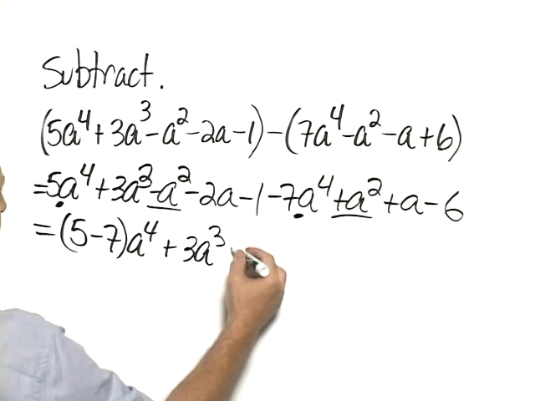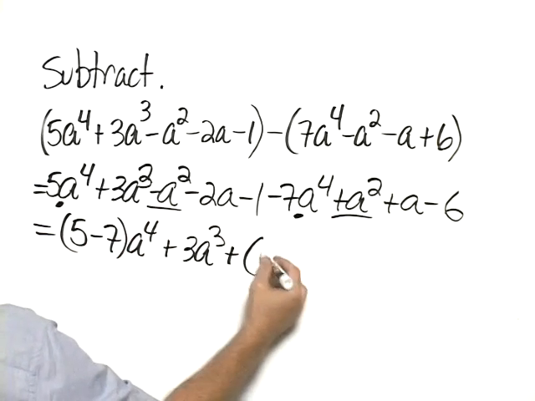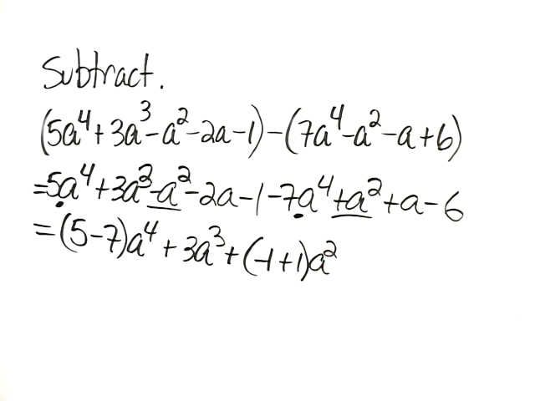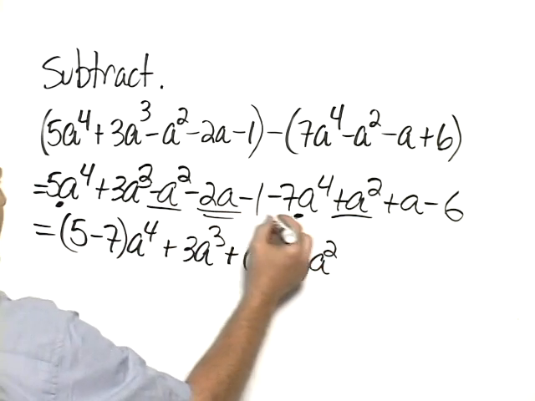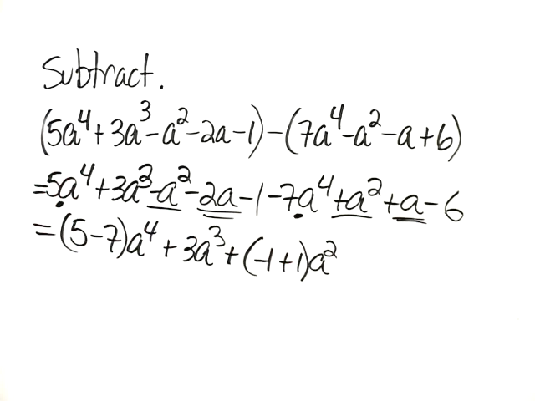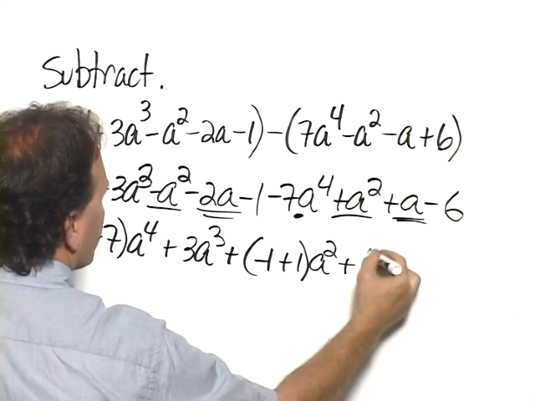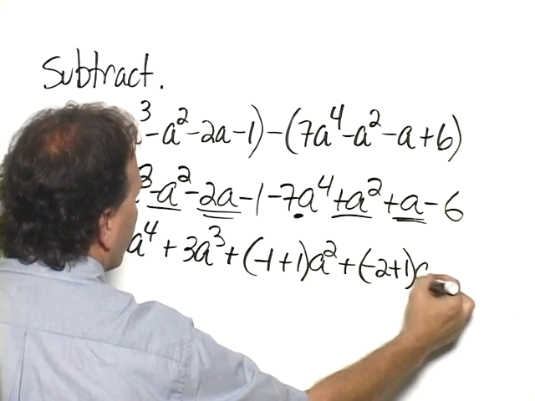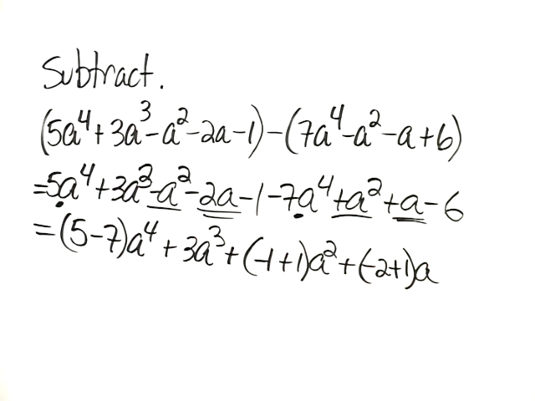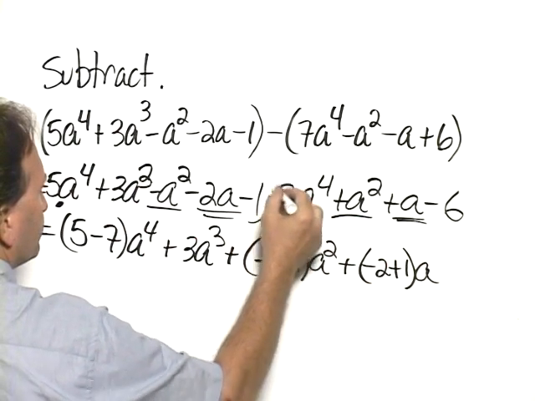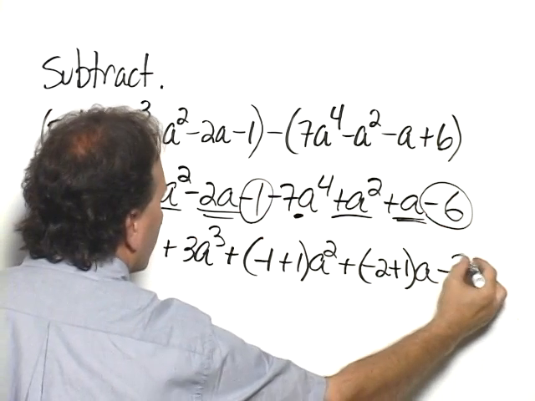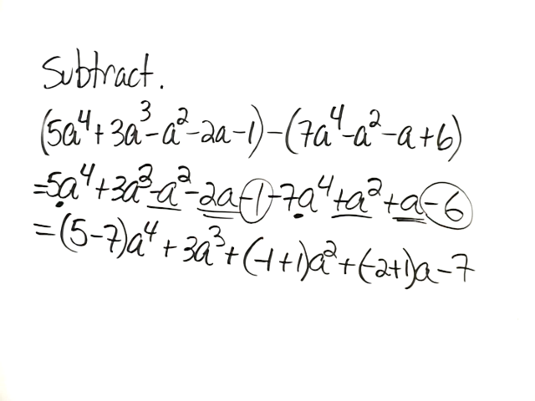So we add, in parentheses, negative 1 plus 1 times a squared. We have an a term and an a term. So in parentheses, we're going to add negative 2 plus 1 and then multiply that times a. Then for constant terms, we have negative 1 minus 6, which combined together is negative 7.